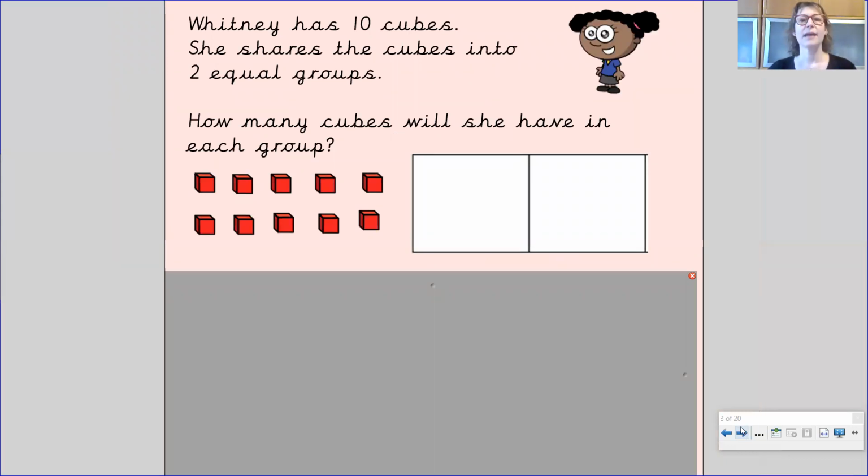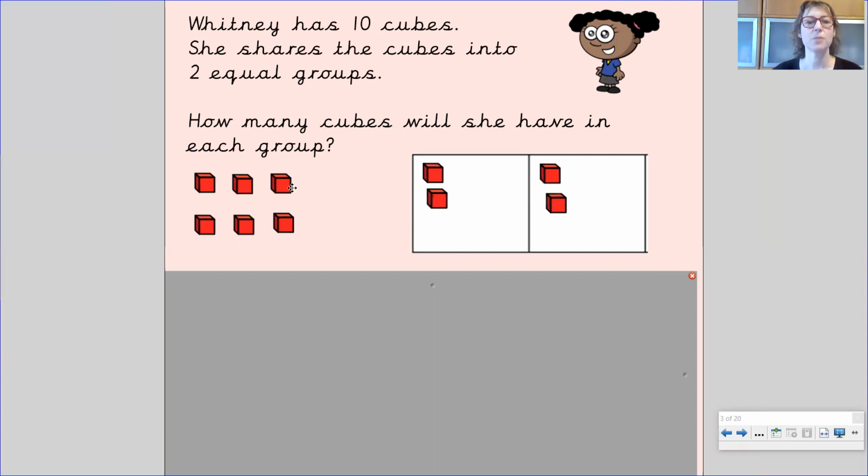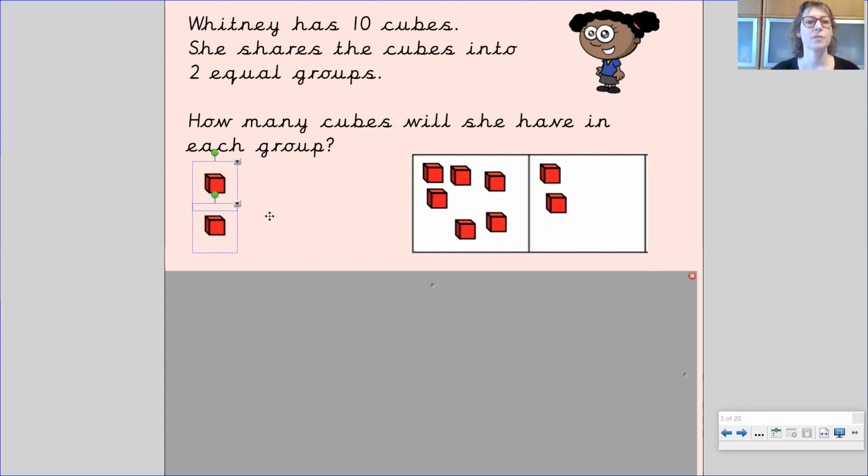So Whitney has 10 cubes and she's going to share these into 2 equal groups. I need to find a super fast way of moving these, and I haven't found one yet. I'm going to cheat a little bit, and I'm going to move those 2 together, and then move those 2 together. And I'm just going to check that I've done that right. 1, 2, 3, 4, 5, 6. 1, 2, 1, 2, 3, 4, 5. 1, 2, 3, 4, 5. That's me trying to be clever, not working.